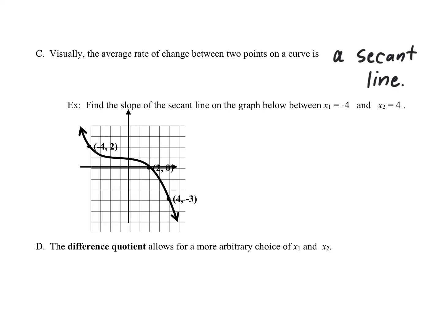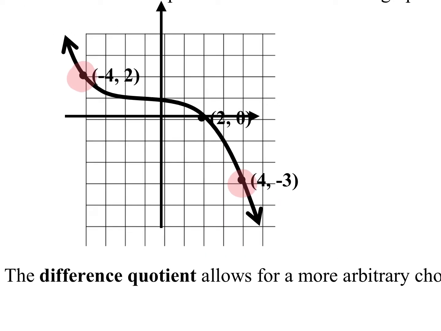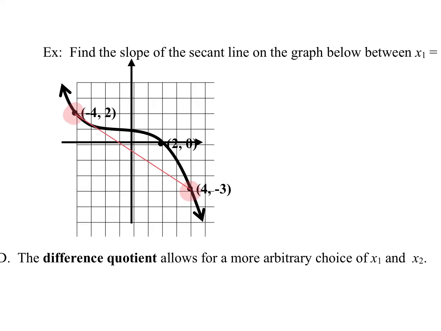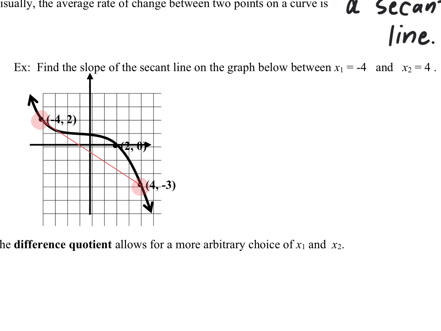So we want to find the slope between when x is negative 4 and when x is positive 4. So what I'm going to do is actually draw a line connecting those just so we can visualize what's going on. We're going to draw a line connecting those 2 points from -4, 2 to +4, -3. Well, what we're going to do is just find the slope of that line, and it's going to be the change in y over the change in x. How do we find the change in y?